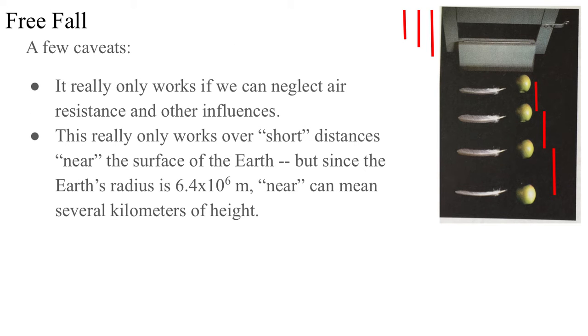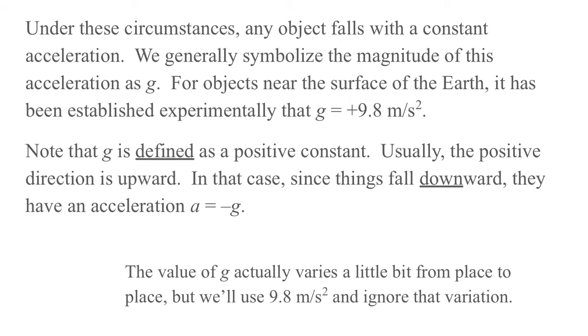A couple of caveats. This really only works if we can neglect air resistance and other influences. And it really only works over so-called short distances near the surface of the Earth. But since the Earth's radius is 6,400 kilometers, or 6.4 million meters, near can mean something like several kilometers of height. The biggest I've seen this work is an evacuated chamber over in Japan, where you can drop an object for 400 meters, and it falls in free fall for most of that time. Under these circumstances, any object falls with a constant acceleration.